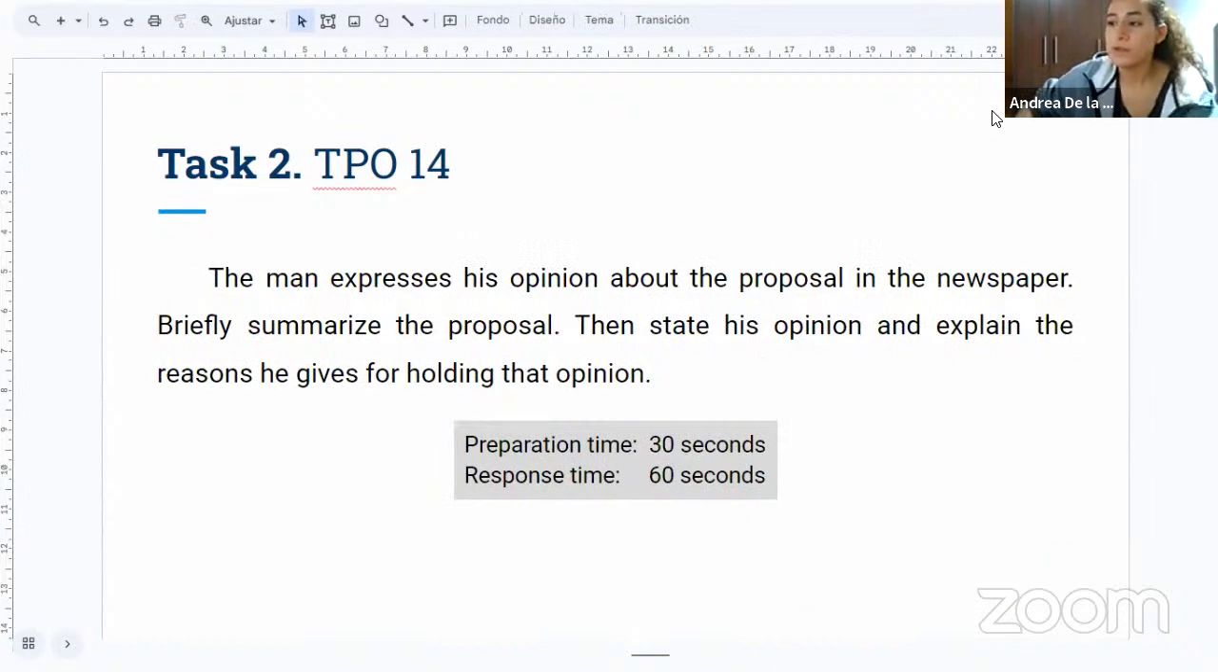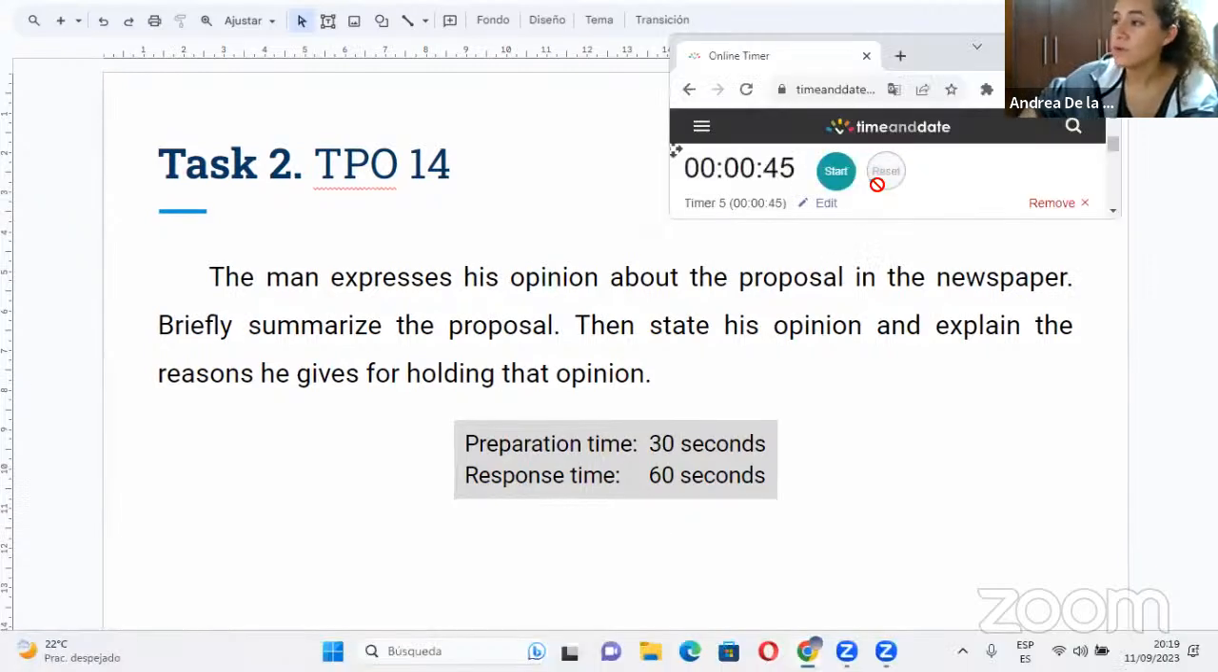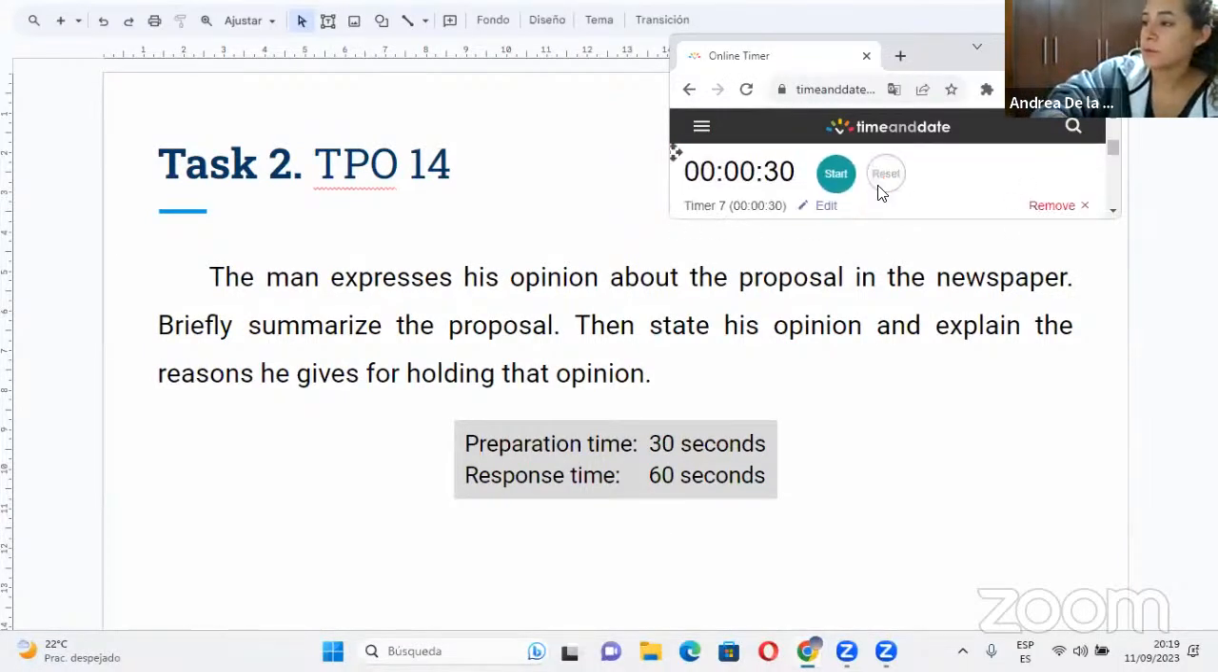Now, the man expresses his opinion about the proposal in the newspaper, briefly summarizes the proposal, then states his opinion and explains the reasons he gives for holding that opinion. Now you guys will have 30 seconds to prepare your responses.